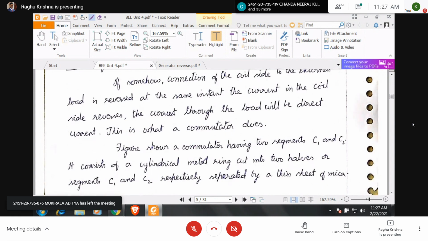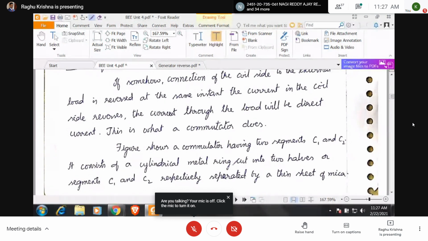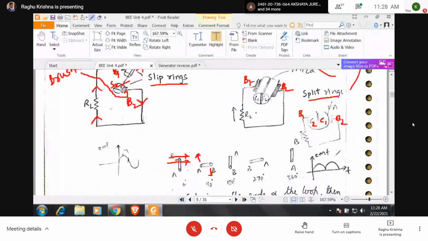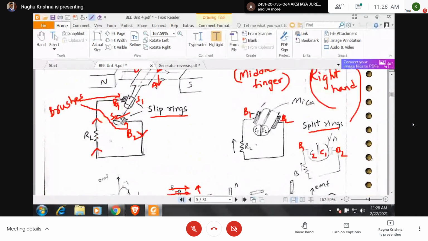So this is the explanation. The figure shows a commutator having two segments, C1 and C2. It consists of a cylindrical metal ring cut into two halves, or segments C1 and C2, separated by a thin sheet of mica. This thin sheet of mica acts as insulation between these two segments.